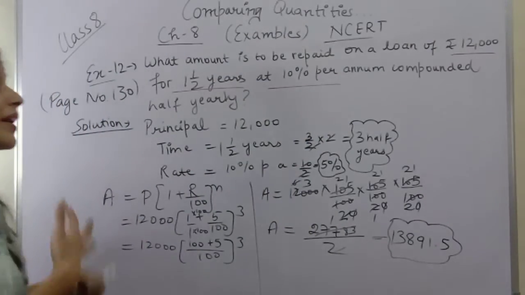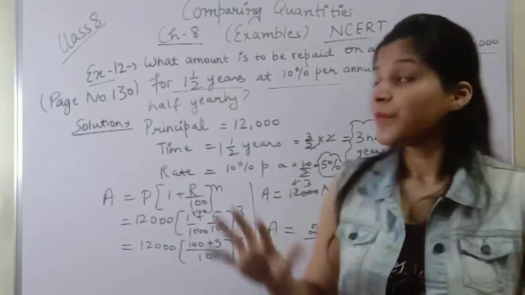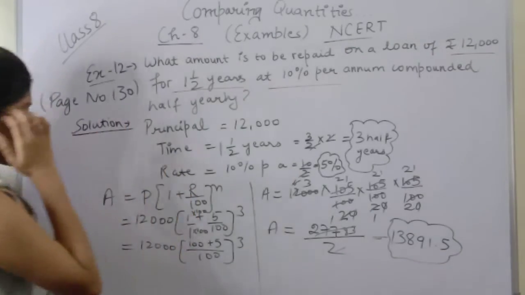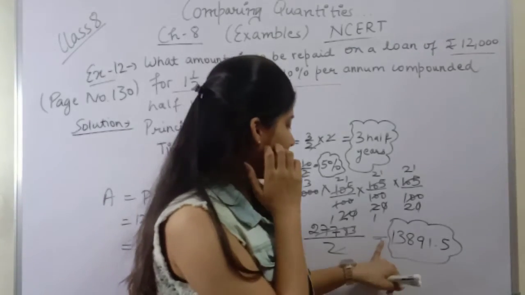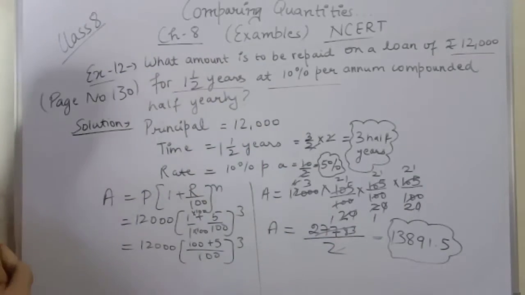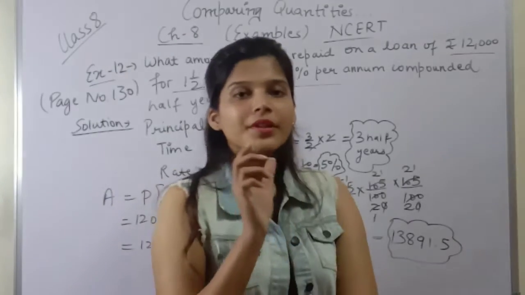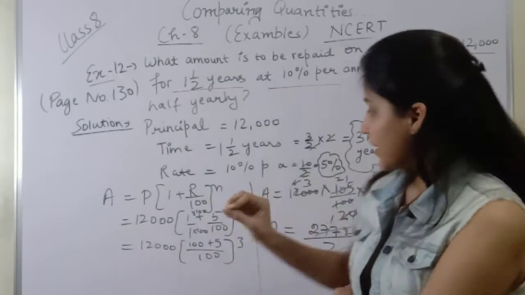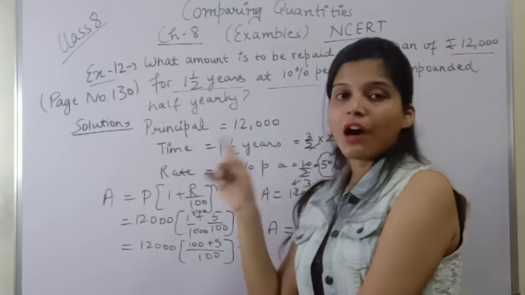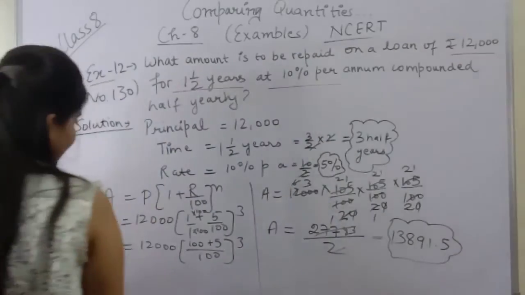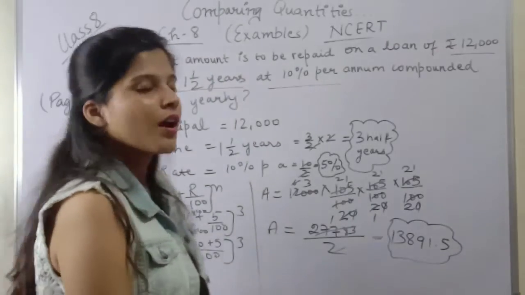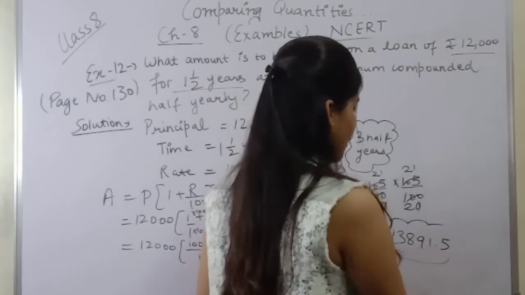Now we only had to calculate the amount. Children, by the half yearly method we calculated the amount here. The calculation was a little tough, but our answer comes out to be right. Our answer is 13,891.5. Okay, so always remember in half yearly questions, time double, rate half. If we don't do this here, our answer will not be correct. Time double, rate half, always remember this. So then we applied the formula and the amount comes out to be 13,891.5 rupees. Okay.